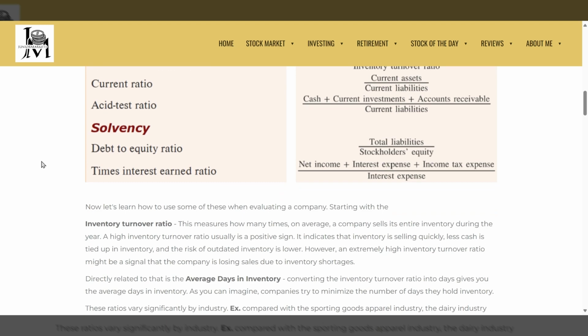So we'll start off with debt to equity. And as you can see by this part right here, debt to equity is total liabilities divided by total shareholders' equity. And this essentially measures how a company finances its operations and how much is through debt and how much is through other owned funds, like through stockholders' equity.